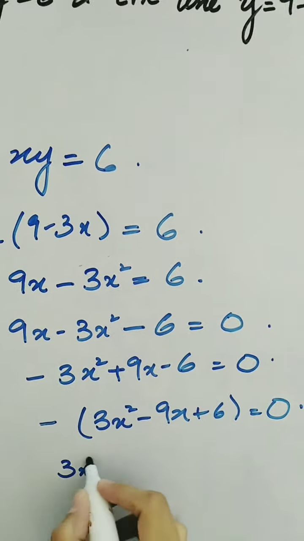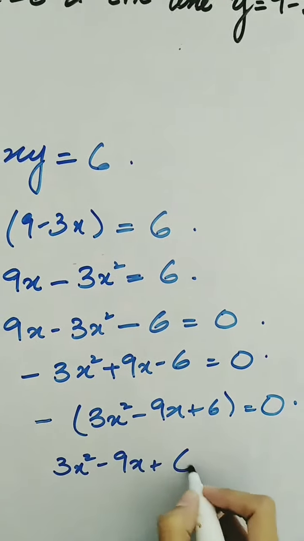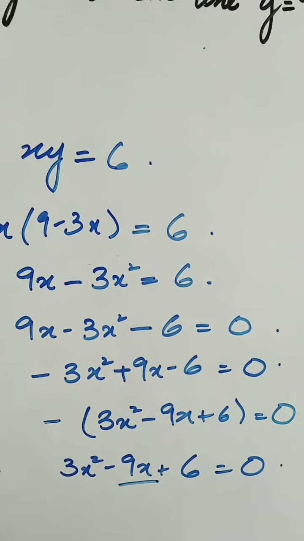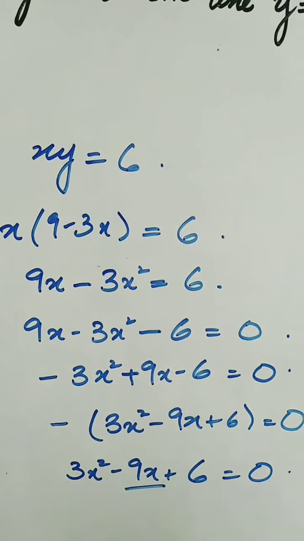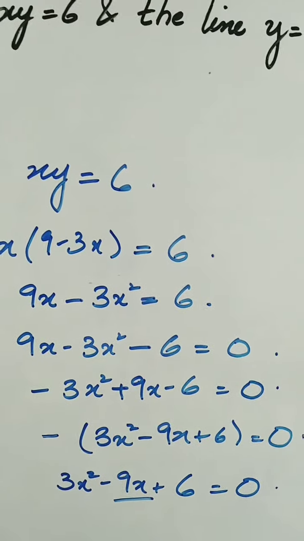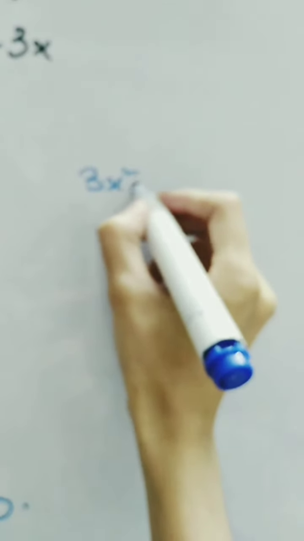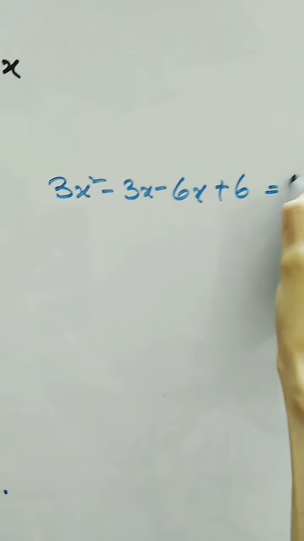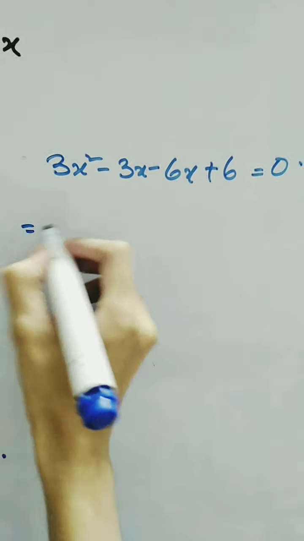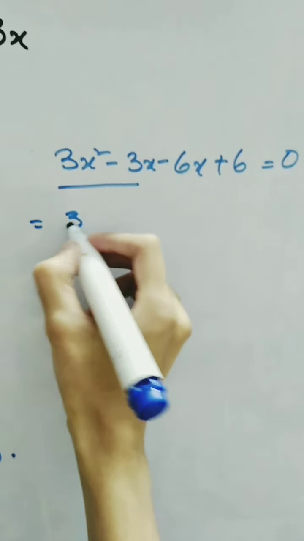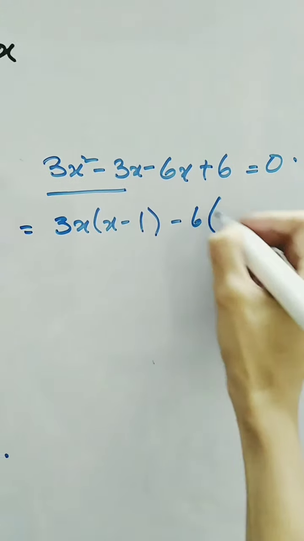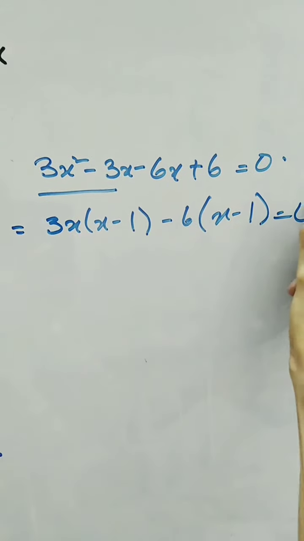Now we have 3x squared minus 9x plus 6 equals 0. We will break the middle term in order to factorize this equation and get the values of x. So we are going to break 9x into minus 3x and minus 6x, which is equivalent to minus 9x. Now by taking common from these two terms, we will have x minus 1, and from the minus 6 we will have x minus 1 as well.